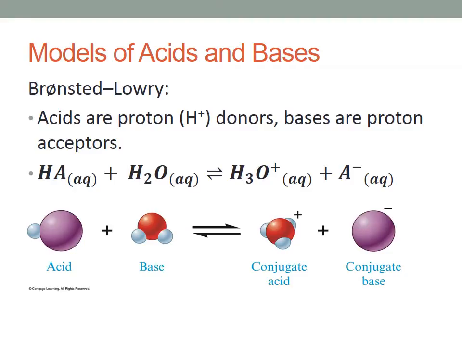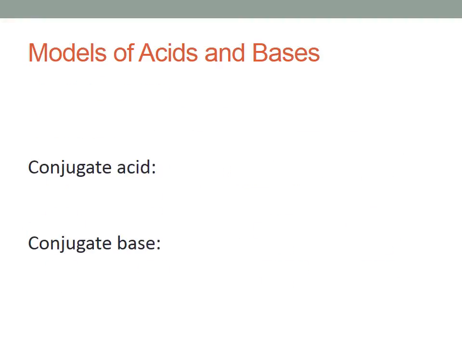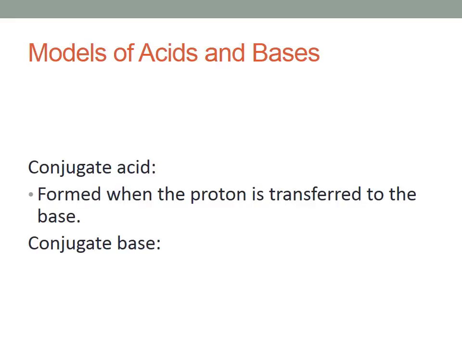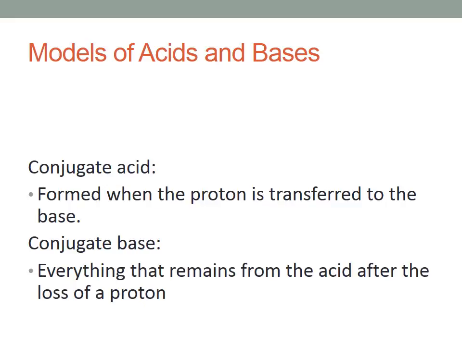So we have our acid, our base, our conjugate acid, and our conjugate base. So in the Bronsted-Lowry definition, acids are proton donors and bases are proton acceptors. A conjugate acid is formed when the proton is transferred to the base. And a conjugate base is everything that remains from the acid after the loss of a proton.